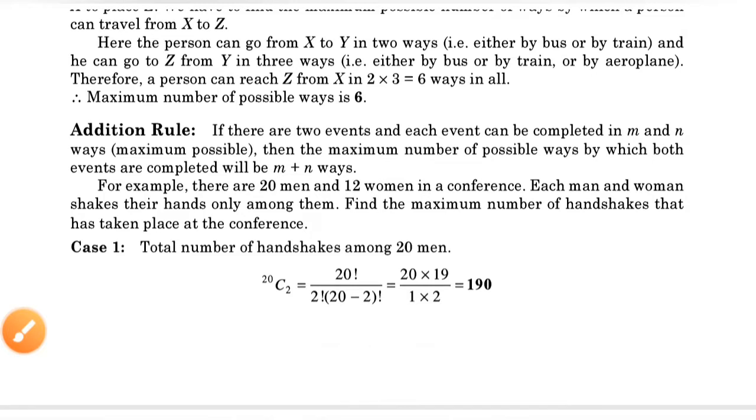Addition rule. For this I also take some example. If there are 2 events and each event can be completed in m and n ways respectively, then the maximum number of possible ways by which both events are completed will be m plus n ways. For example, there are 20 men and 12 women in a conference. Each man and woman shakes hands only among their own group. Find the maximum number of handshakes that has taken place at the conference.